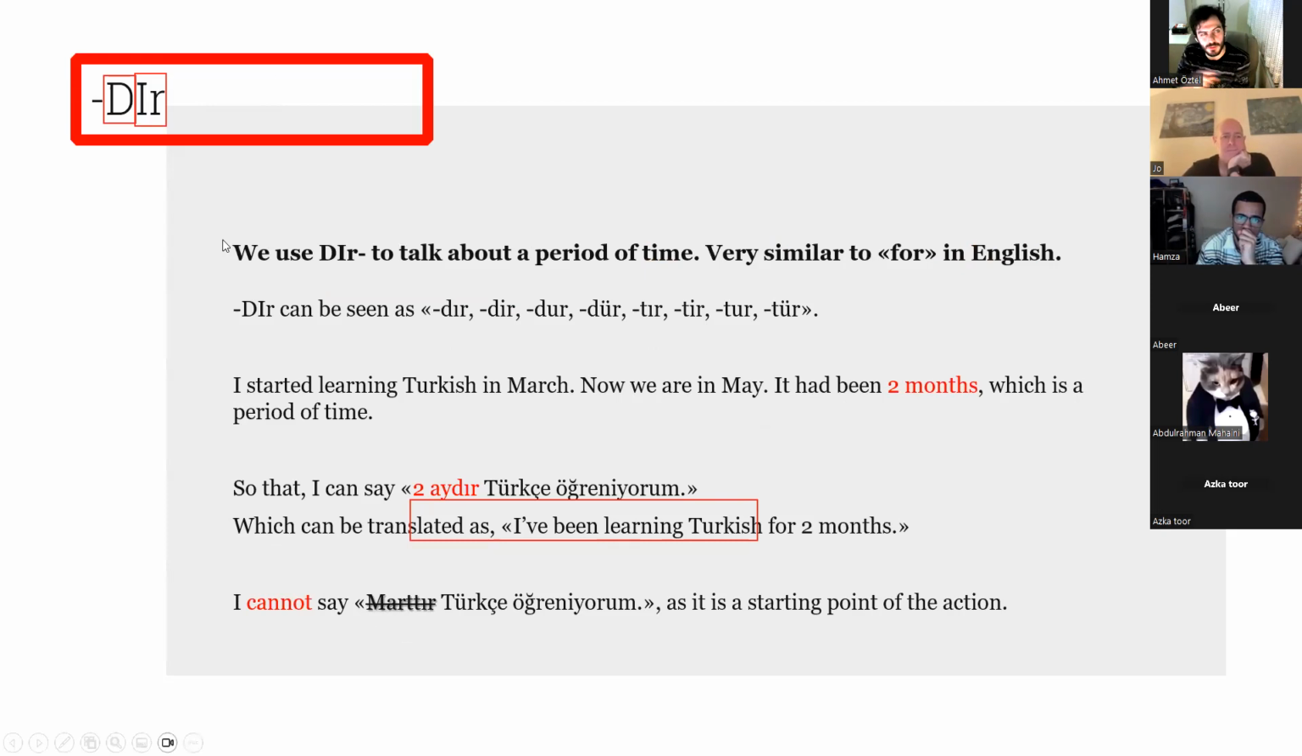I have this example already in the next session. So let's say, maybe I can say it has been raining for 2 days. So it is a period of time. It's 2 days. So I can say 2 gün. Let me actually hear this from you. İki gündür yağmur yağıyor. Let's also mention İstanbul'da.